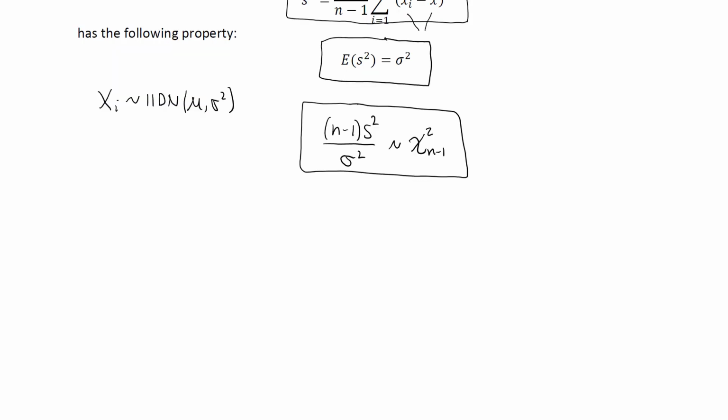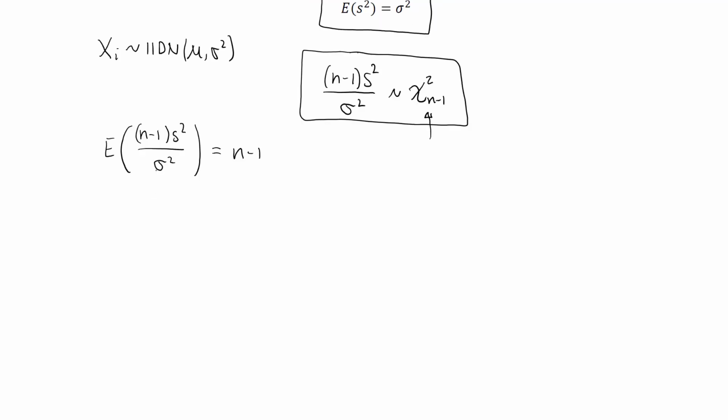Just as a consistency check of this, that would mean that the expected value of the left-hand side, n-1 s square over sigma square, must be equal to, well, if a random variable follows a chi-square distribution with n-1 degrees of freedom, its expected value is n-1. The expected value of any chi-square distribution is its degrees of freedom, so this would be n-1.